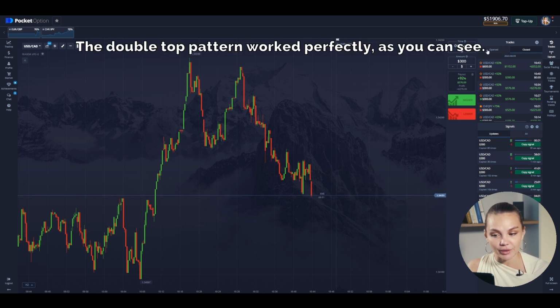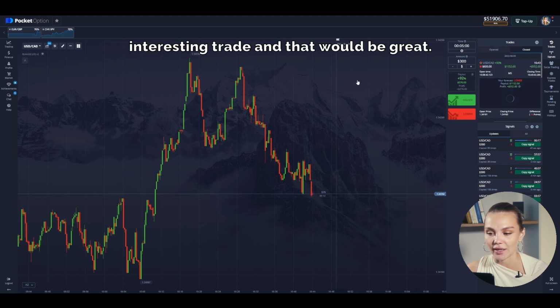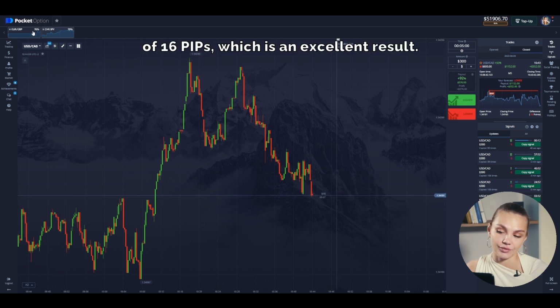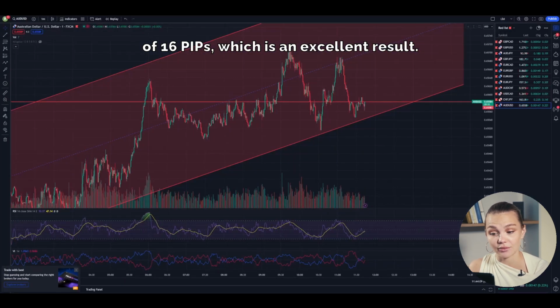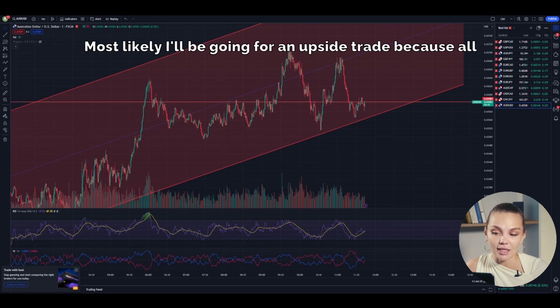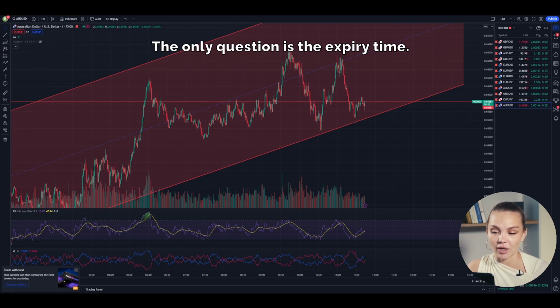The double top pattern worked perfectly, as you can see. Now let's look for one more interesting trade, and that would be great. By the way, this trade closed with a gain of 16 pips, which is an excellent result. I still want to enter a trade on the Australian and USD pair though. Most likely I'll be going for an upside trade because all the indicators are signaling an uptrend. The only question is the expiry time.